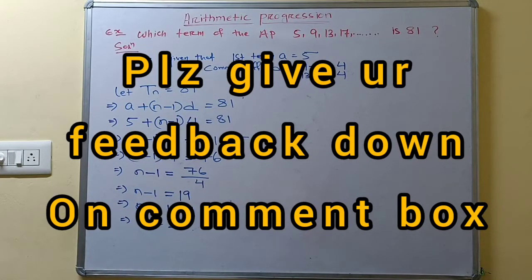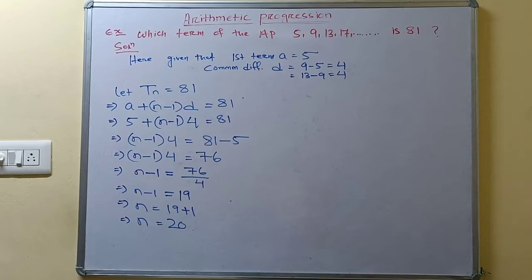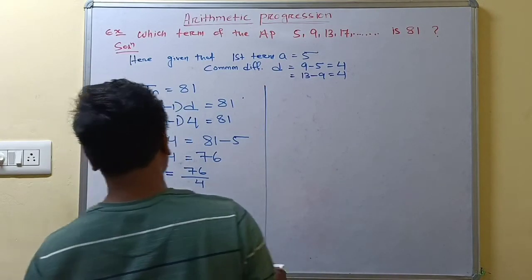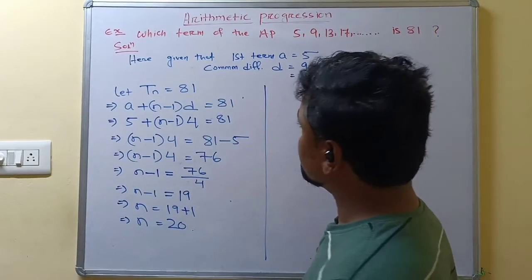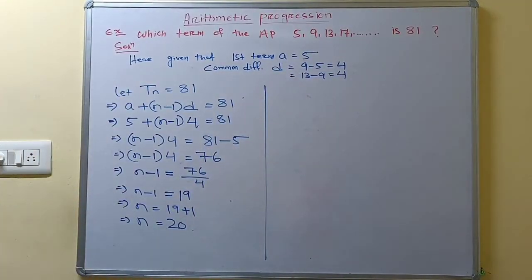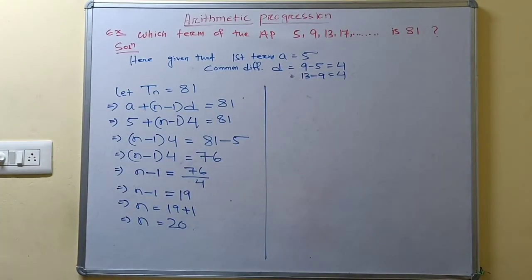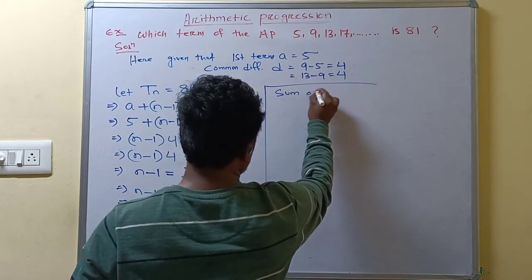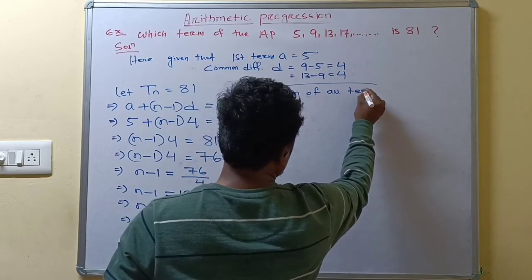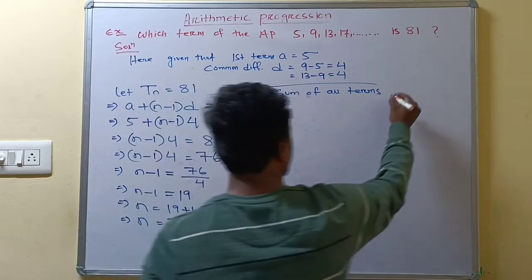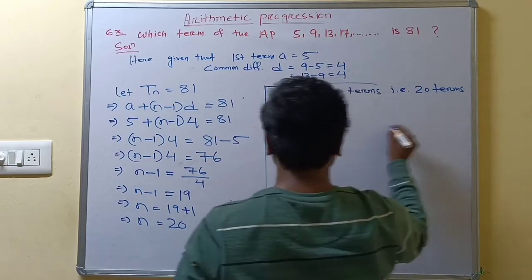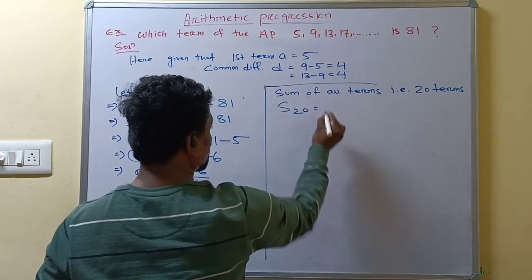Okay, so let's find out its sum. Here in this sequence n equals 20. Also, suppose this question is given to find the sum of all terms. Okay, to find the sum of all terms, we can use that there are 20 terms. Okay, so we have to find S20 equals how much.